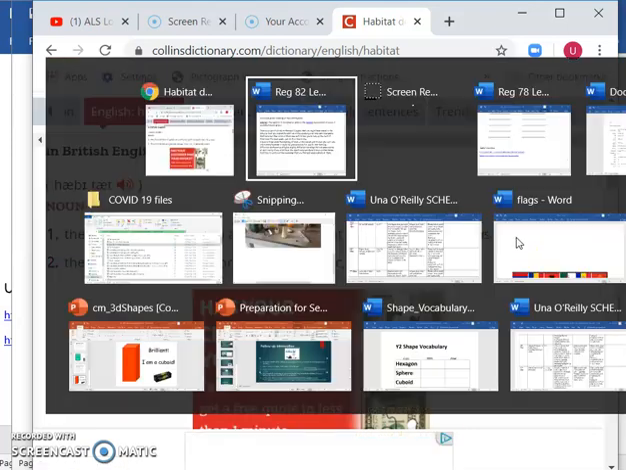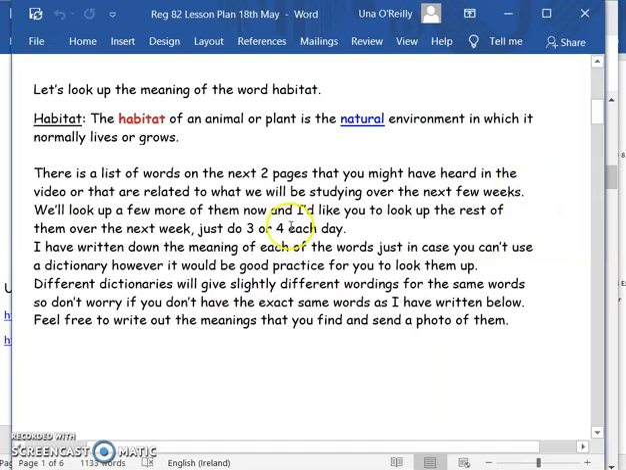All right? On the next two pages is a list of words that you might have heard in the video or that are related to what we'll be studying over the next few weeks. We'll look up a few more of them now, and then the rest over the next week. You could just do 3 or 4 a day if you want. I have written down the meaning of each word, just in case you can't use a dictionary, but it would be really good practice if you could look them up yourselves as well. As I said, different dictionaries will give slightly different wordings for the same word, so don't worry if you don't have the exact same words as I've written down, okay? And feel free to write out the meanings that you find and send a photo of them.